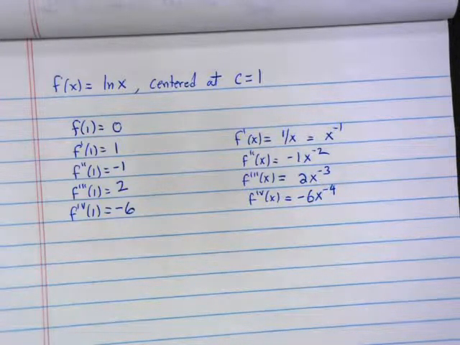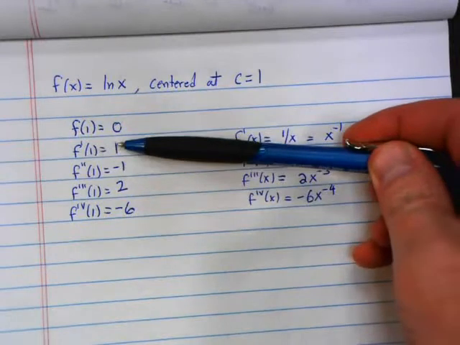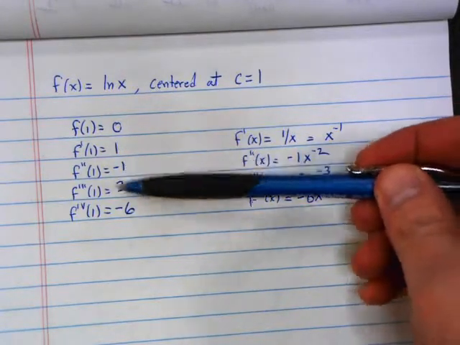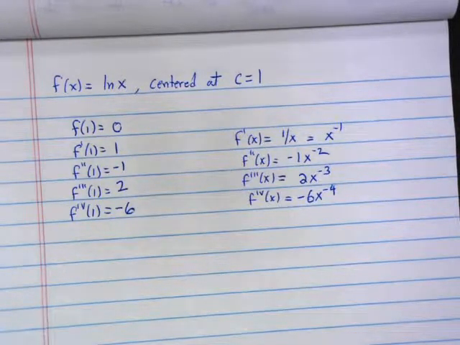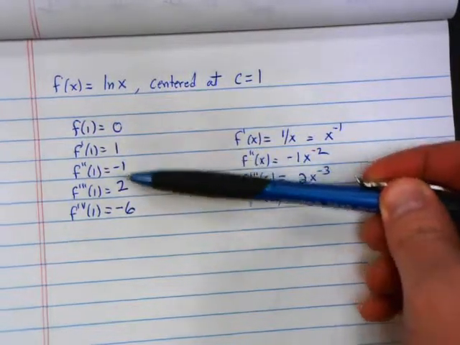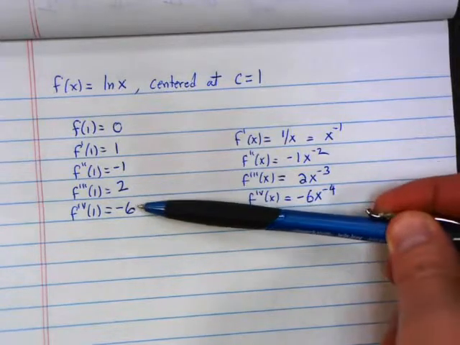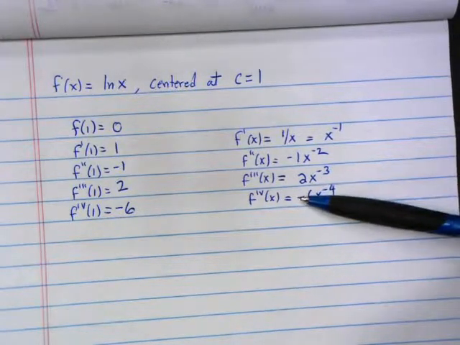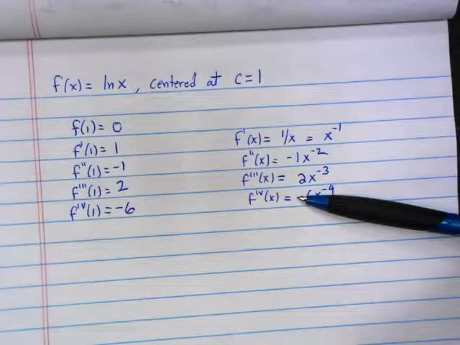Well, I see one pattern. I see that it goes positive, negative, positive, negative. It's alternating. Do you see a pattern in 1, 1, 2, 6? That's 0 factorial, 1 factorial, 2 factorial, 3 factorial. The next one's going to be 24, because again, you're going to pull the exponent down. So the next one would be 4 factorial. So we are definitely getting factorials.